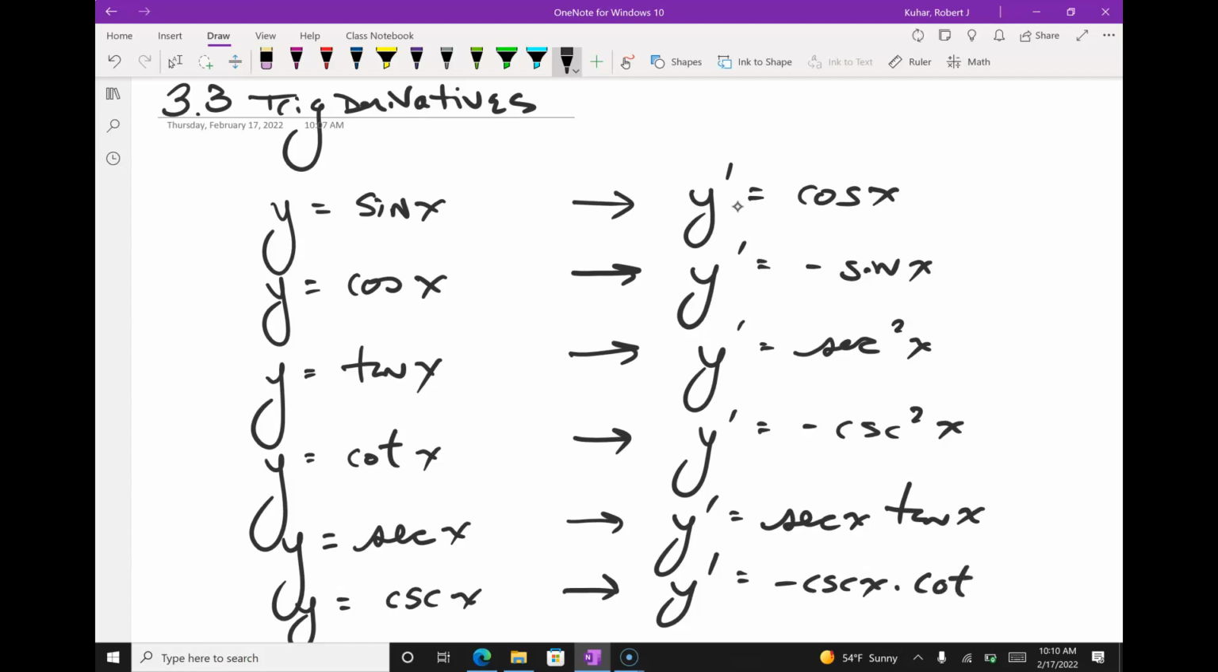Cosecant x, cotan x. So you can see a little bit of a relationship there. But again, these should all be verified by you using quotient rule. Do you want to do one of them?